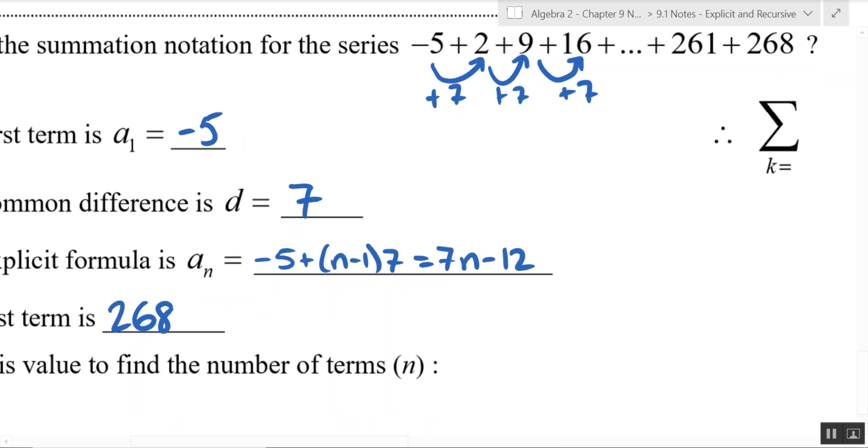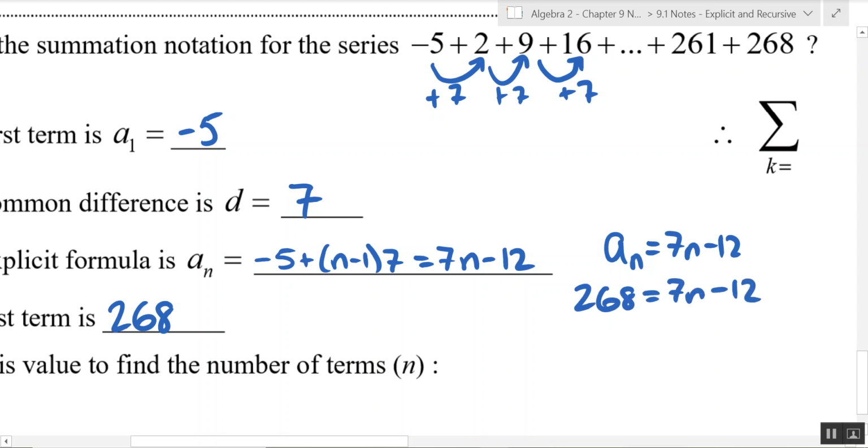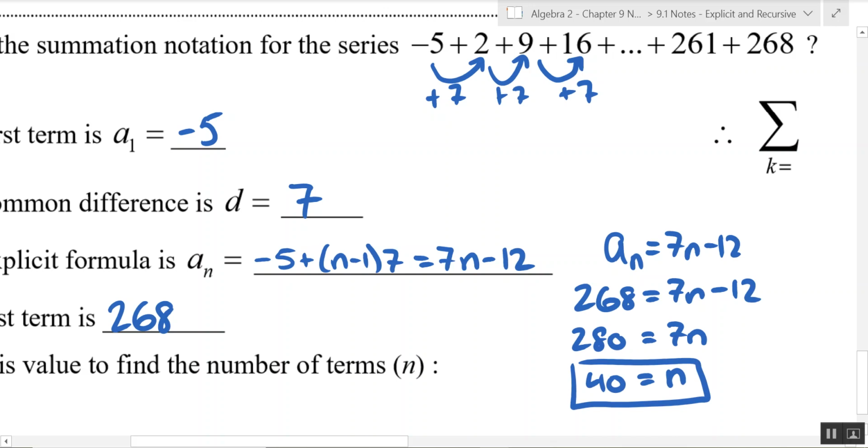So we know that the nth term expression is 7n minus 12. And we need to figure out what term number 268 is. And that's going to tell us how many terms are in this whole series. So I'm going to add 12. I get 280 is equal to 7n. And if we divide 280 by 7, we get 40. So that tells us this is a sum of 40 terms. Let's see if we can write this.